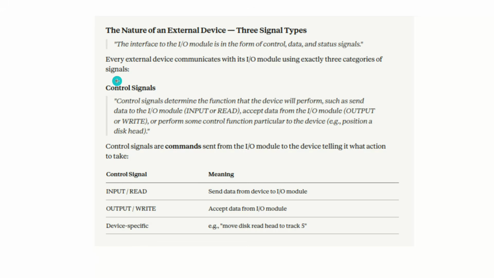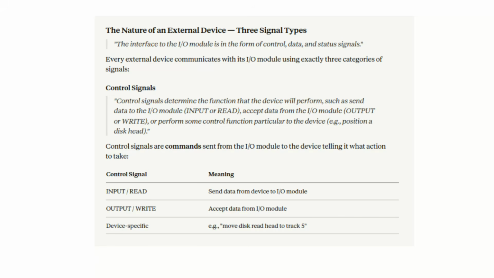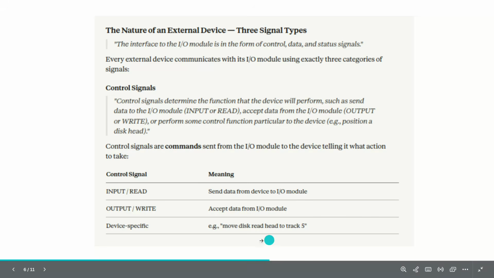These control signals are sent and they tell the device what to do, whether it has to read or write. That is, whether it has to send some data, that is input, or accept data, that is output, or perform some other device-specific function, like moving the disk head to the correct position, or moving the disk head to a track. Doing such device-oriented, device-specific functions.